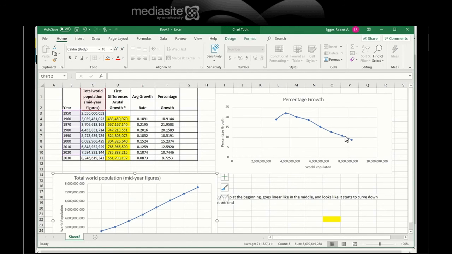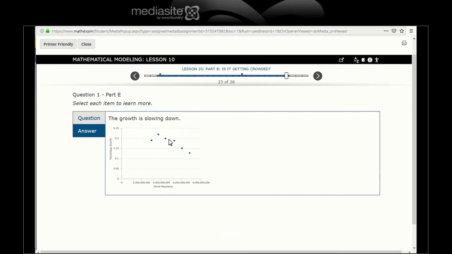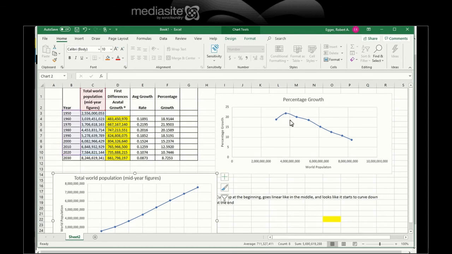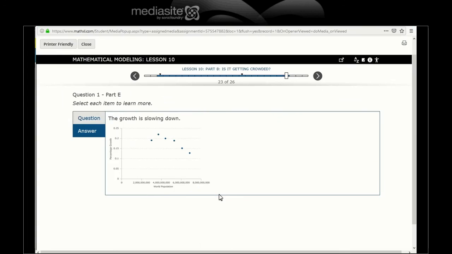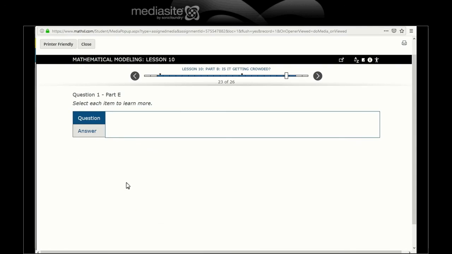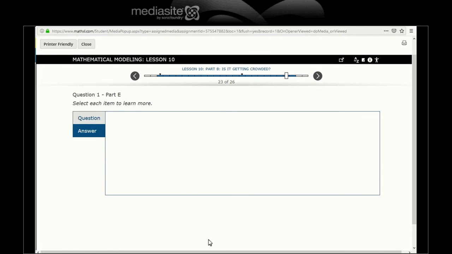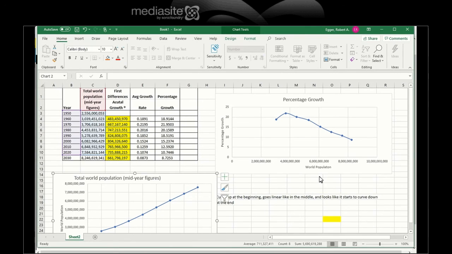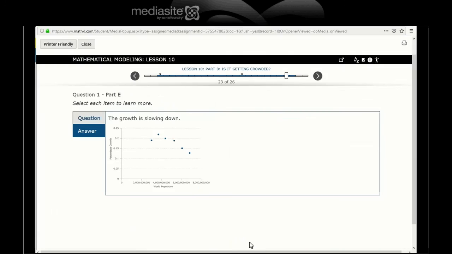How do our graphs look? Actually pretty good. Yep, there's a little dip there, little dip. Went out a few more years, projected out. All right, looks pretty good. World population, percentage growth. Hey, we actually got the titles correct. Love it when that happens. All right.